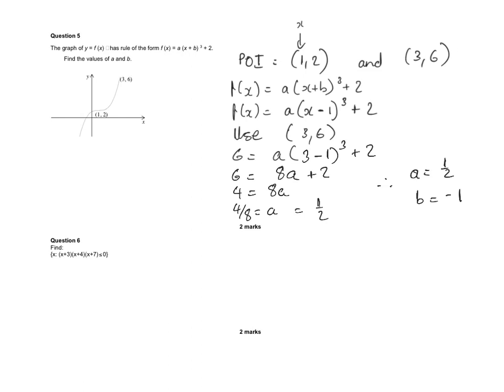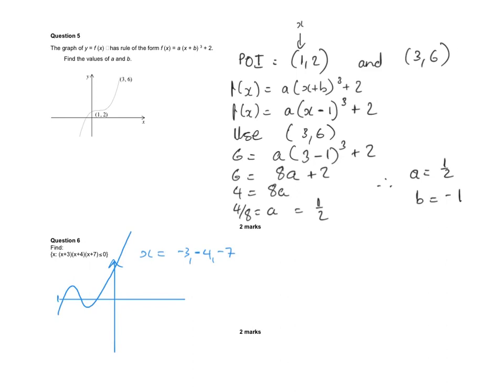Alright, so looking at the last one here, we are asked to find x. So we want the solutions of x. Fortunately, this is already in factor form for us, which is nice. So we can see straight away that our x-intercepts, and I'll do this in a different colour, are negative 3, negative 4, negative 7. Now it doesn't ask us to draw the graph, but the graph will help us.